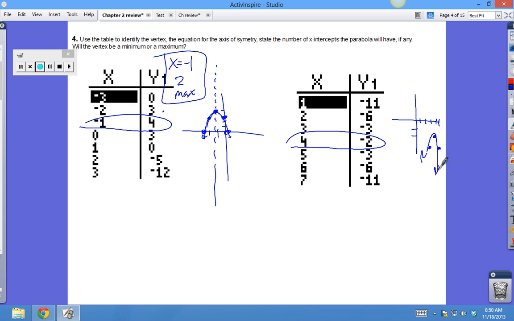Your axis of symmetry goes right through the vertex. It is x equals 4. The number of x-intercepts, this parabola never crosses the x-axis, so it has 0 x-intercepts. And is it a maximum or minimum? It is also a max. A minimum would look like this. That would be the lowest point of your parabola.